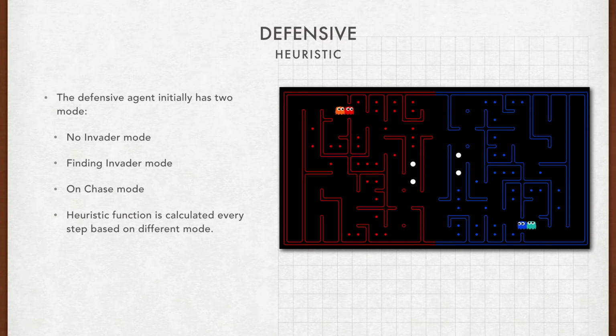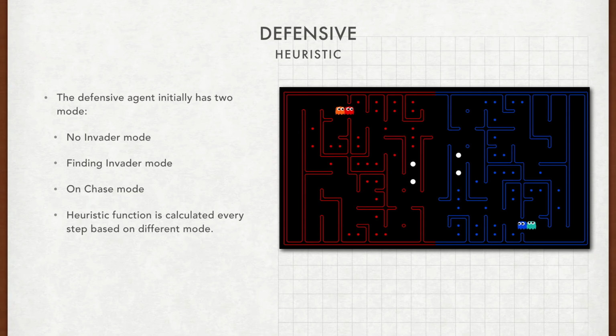There are 3 modes. The first is no invaders mode, which is when there are no invaders in our area. Finding invader mode is when there's a Pacman in our area but the position is unknown. Untrace mode is when our ghosts can detect an invader and also know its position.